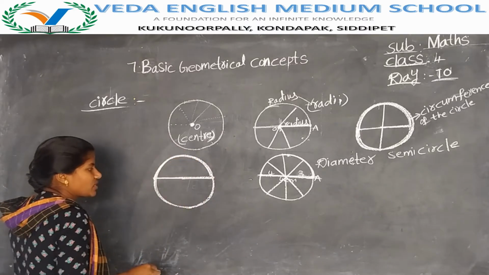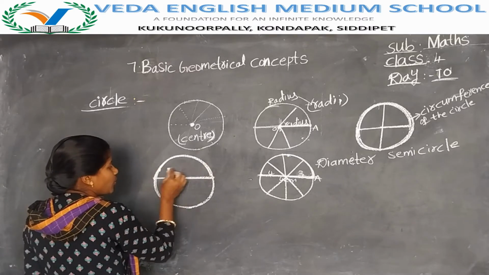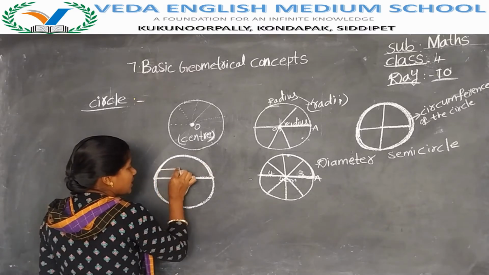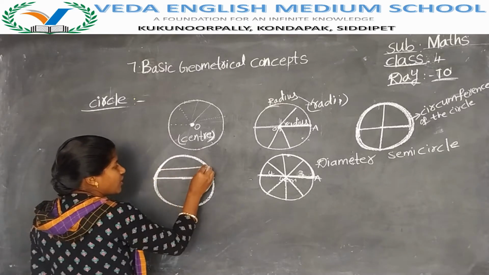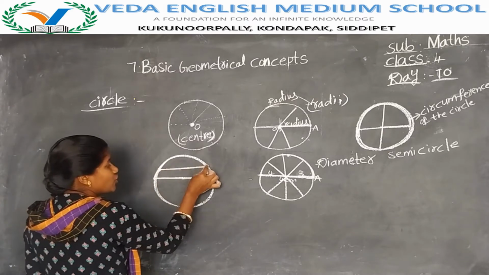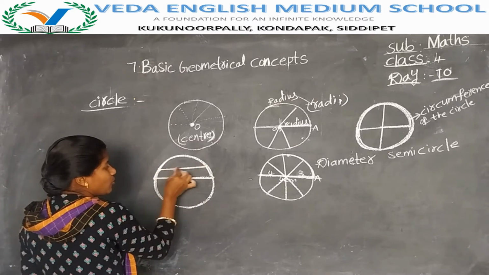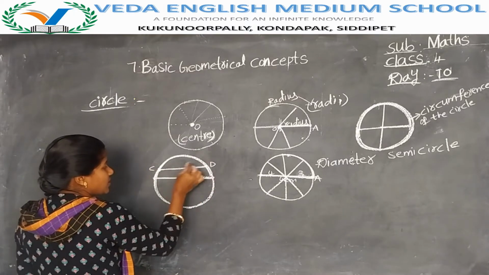Then you have to say chord of the circle. From the center, at any two points on the circle, the line segment which joins any two points on the circumference of the circle is called a chord of the circle. A line segment which joins any two points on the circle is called a chord of the circle. It is CD, chord CD.